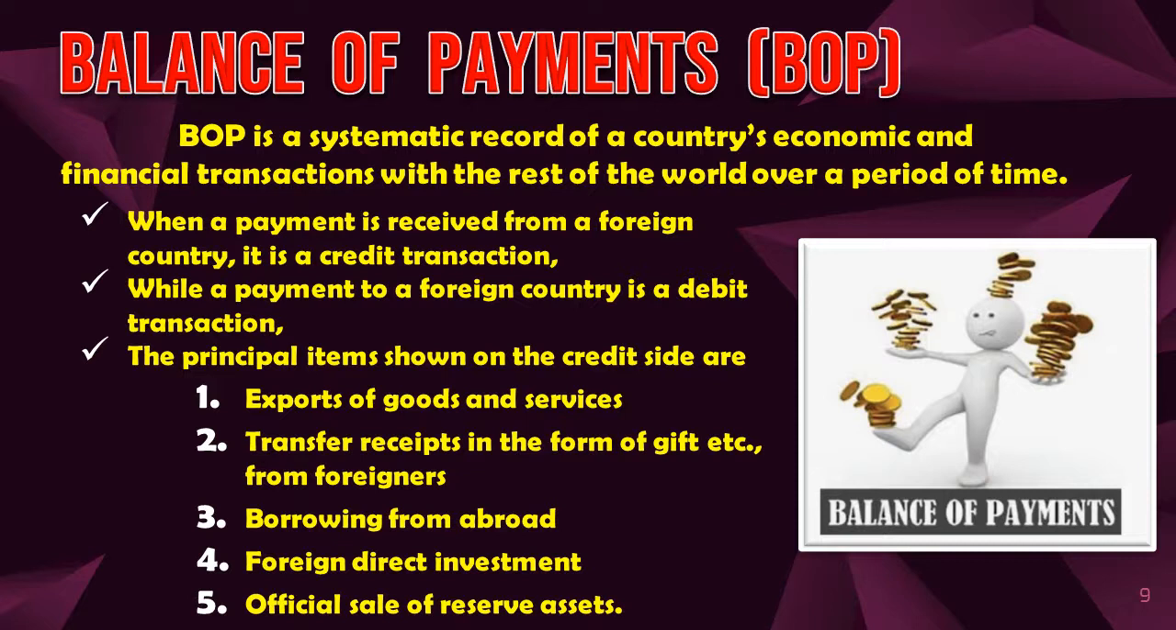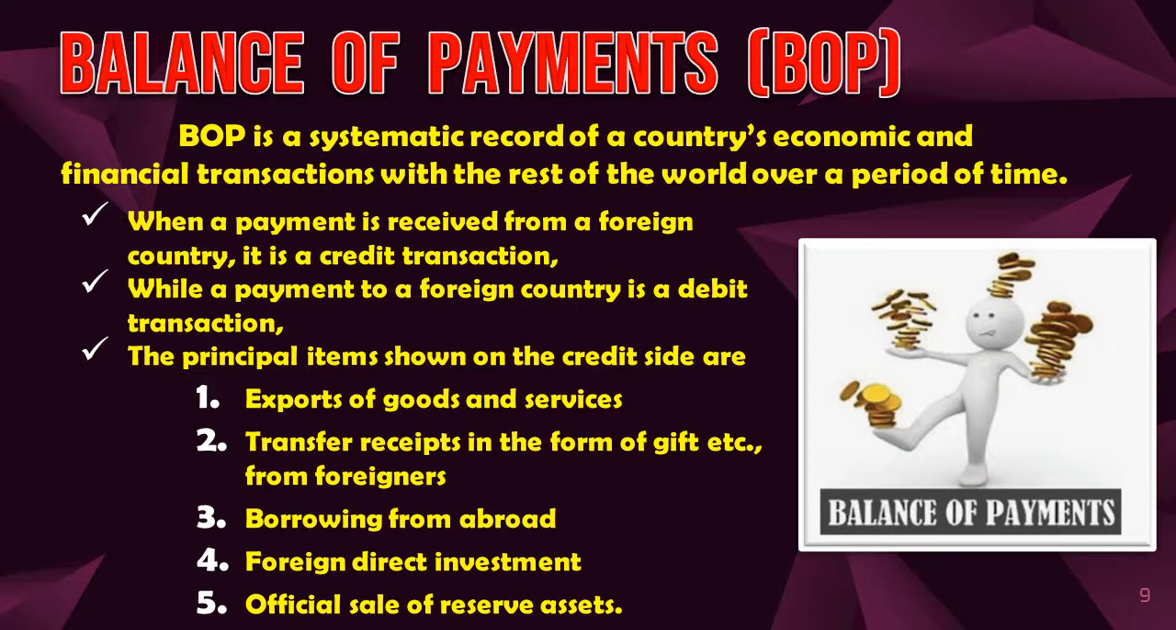When a payment is received from a foreign country, it is a credit transaction, while a payment to a foreign country is a debit transaction. Transactions are of two types, credit transaction and debit transaction. When you are receiving a payment from a foreign country, it is a credit to us, called a credit transaction. If you make a payment to a foreign country, it is a debit transaction.